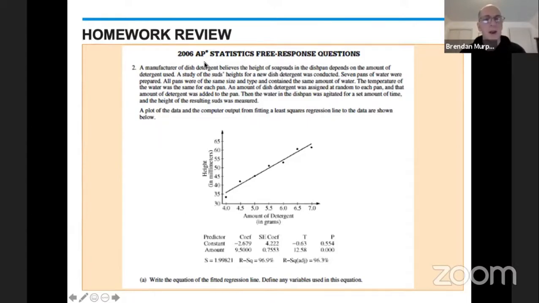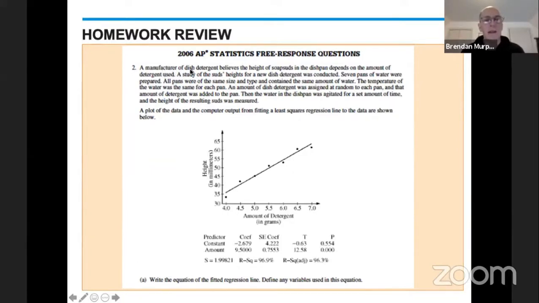Okay, so let's look at this problem. Again, this was from the 2006 AP stats exam. This was question 2. I was a reader that year, and I actually think I was one of the 150 readers or so that graded this problem. It sort of rings a bell.